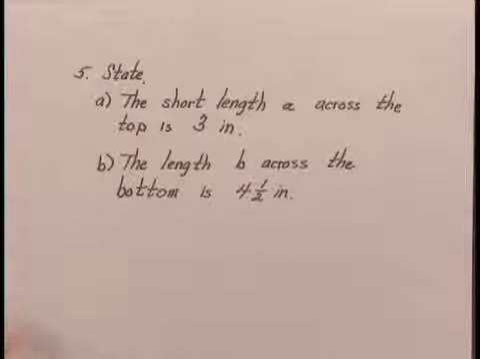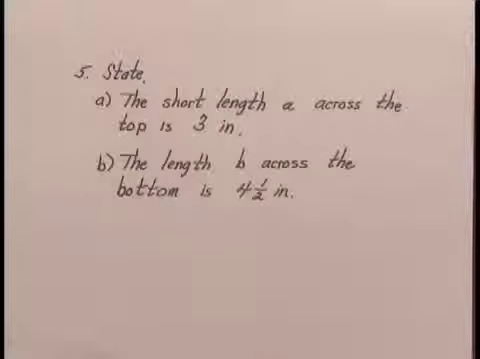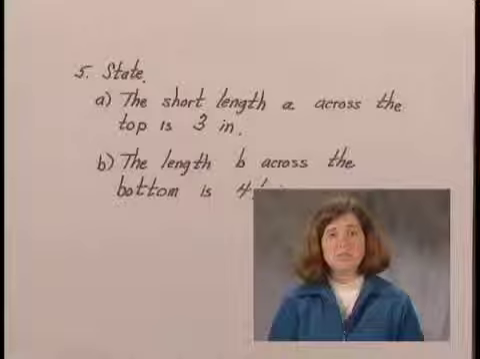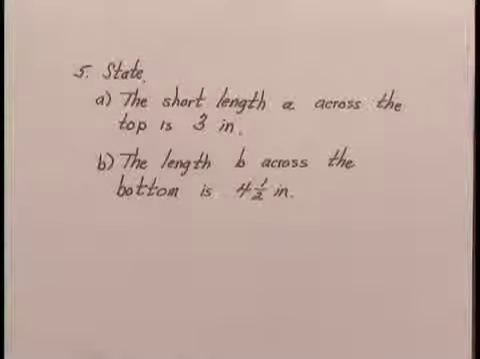So we can state our answer clearly using units. The problem was given part A and part B. Part A, the statement is the short length A across the top is 3 inches. For part B, the length B across the bottom is 4 1/2 inches.